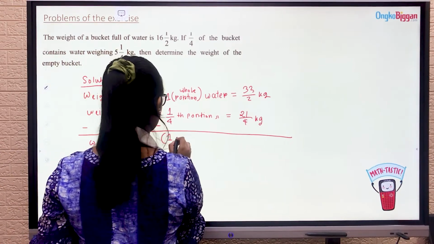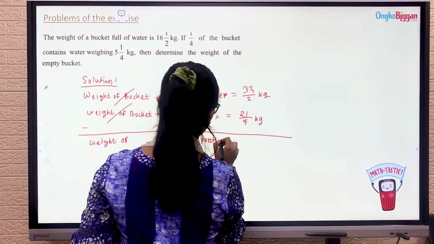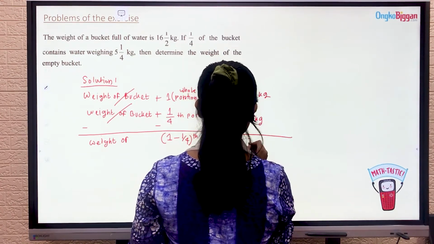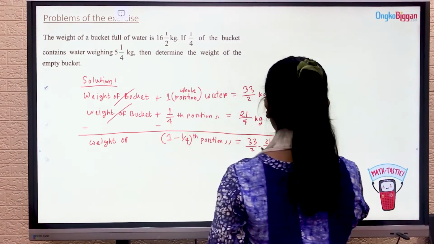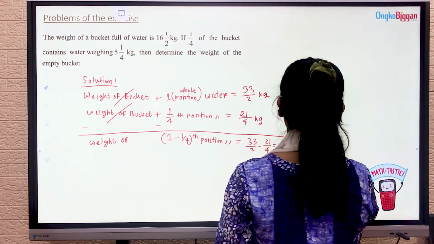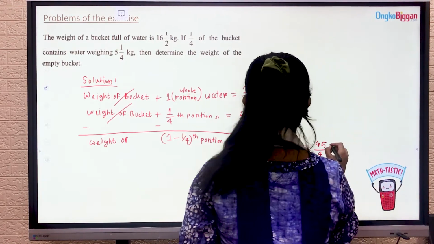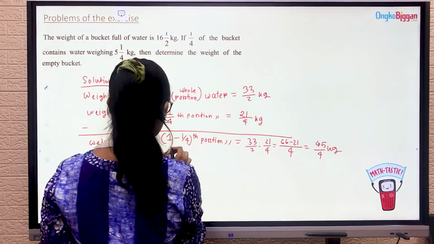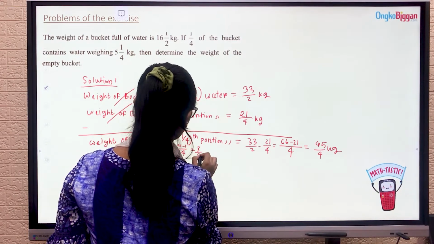1 minus 1 by 4th portion water equal to this minus this, so 33 by 2 minus 21 by 4, we are getting LCM is 4, 4 2, 66 minus 21, so here we get 45 by 4 kg. So this is the weight of 1 minus 1 by 4, you are getting 4 minus 1, that is 3 by 4th portion.